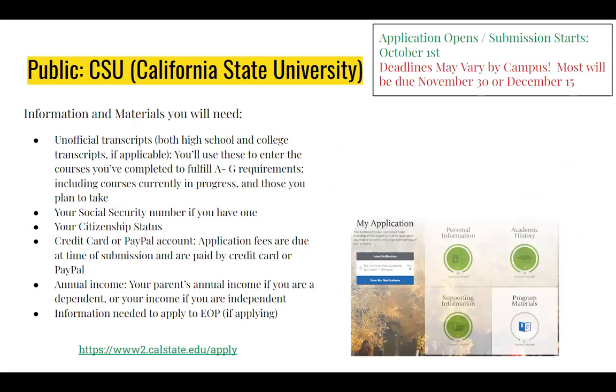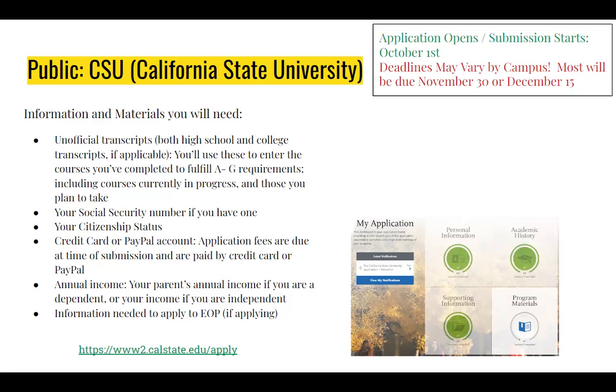For the application, you can't fill it out yet. It opens October 1st, and you can fill it out and submit it October 1st to November 30th. You'll need your unofficial transcript so that you can fill out the academic history part. You can just have it open in Aries while you have the application open. You can have a printout.